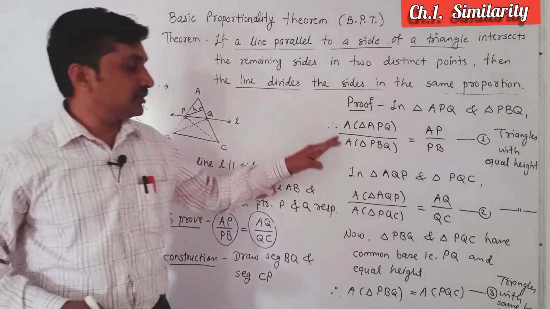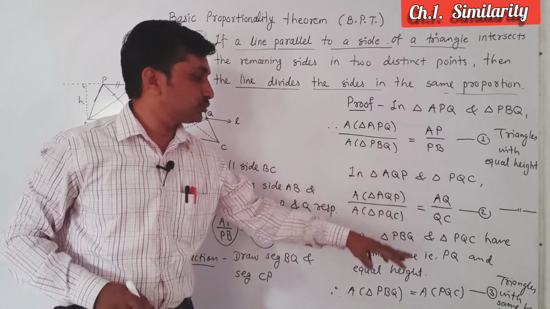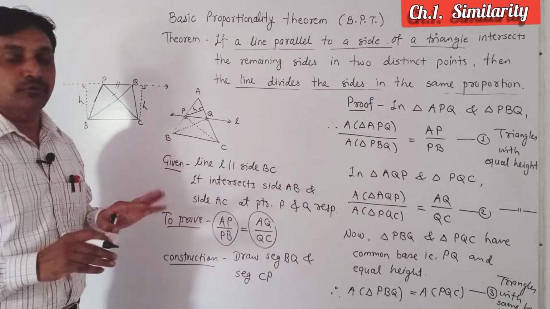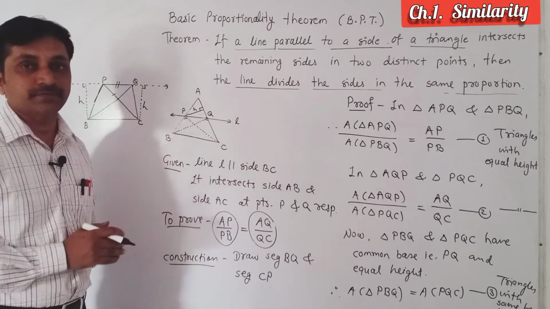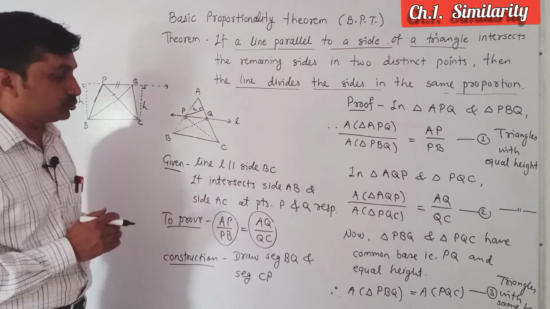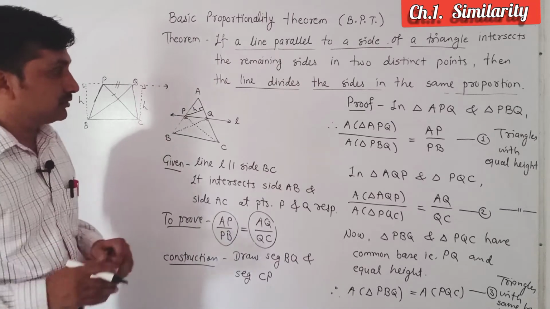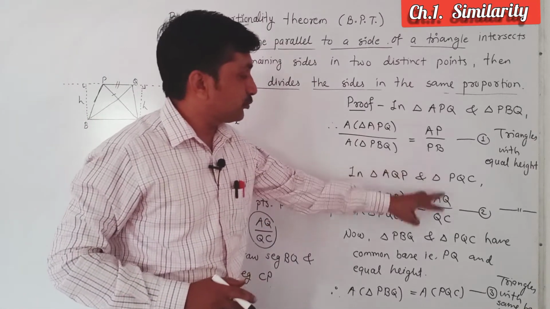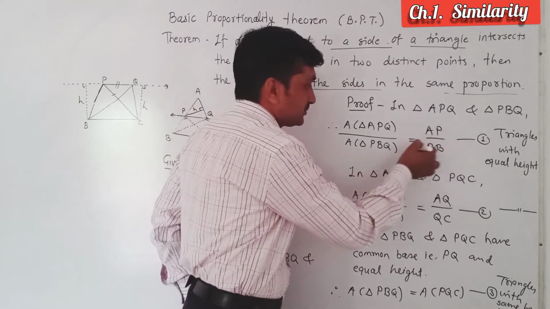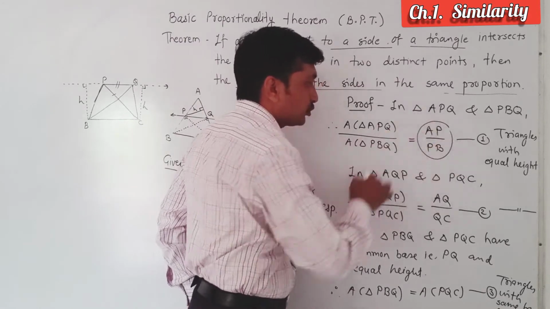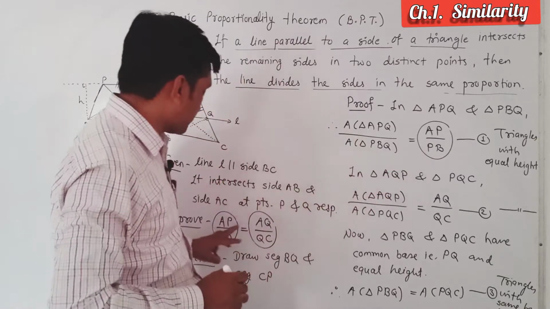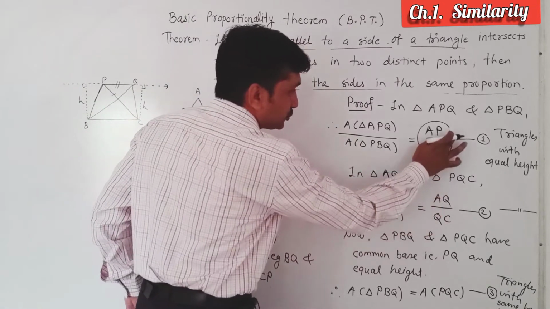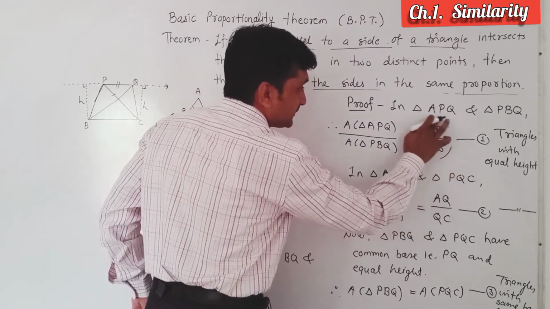Okay, now here we got 3 equations, 1, 2, 3. Now if you compare 1, 2, 3 directly, we get the direct answer. Okay, now see how to compare. Now here compare 1 and 2 first. What is the right side of 1? AP upon PB. That we have to find here. And here AQ upon QC. We want to show the right sides are equal.